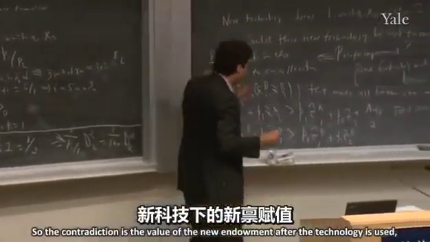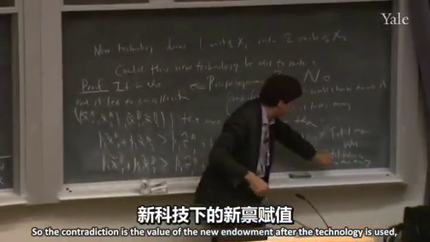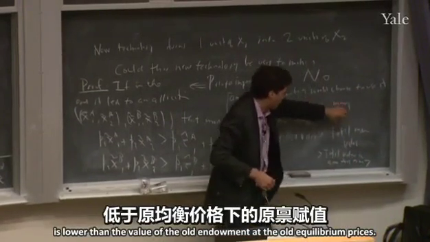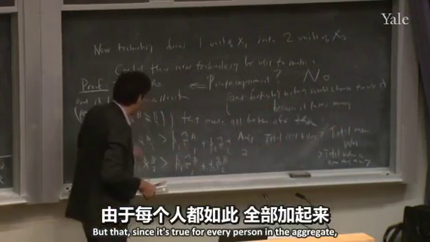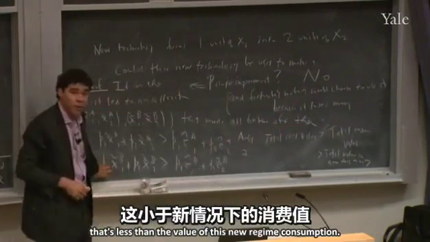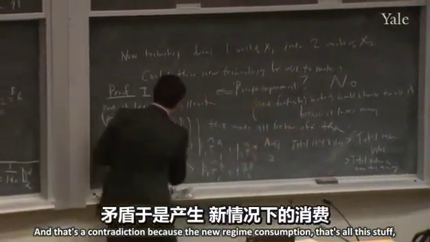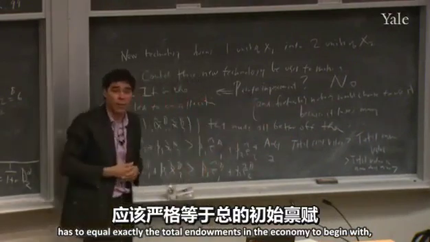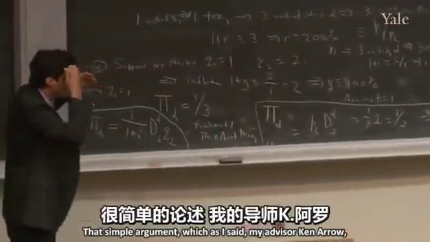So the contradiction is that the value of the new endowment after the technology is used, at the old equilibrium prices, is lower than the value of the old endowment at the old equilibrium prices. But since it's true for every person, in the aggregate that's less than the value of this new regime consumption. And that's a contradiction, because the new regime consumption has to equal exactly the total endowments in the economy to begin with. That's the contradiction. So you can't make everybody better off.